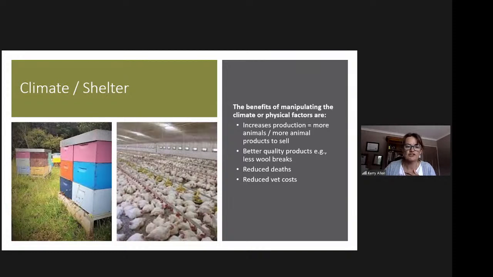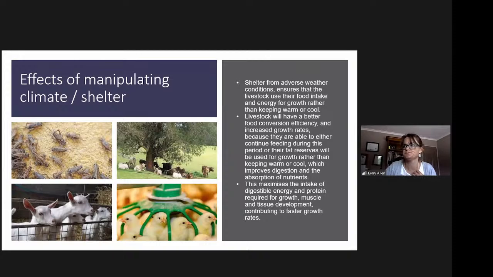Okay, and the last one is shelter. Now, once again, this is relating it back to those livestock processes, which is growth. Okay, so if they are in a good warm environment, not trying to keep warm because they're outside in the cold, then they will grow better. Hence why we have bee boxes, we grow poultry and pigs inside because it's nice and warm and they grow better. So once again, you have better quality products and reduced deaths.